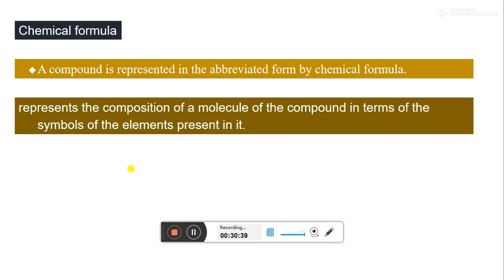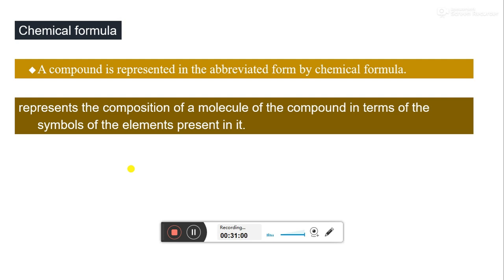Why is it important? Because it is very important to know the chemical formula and how to make the chemical formula. You can only make the chemical formula once you remember the valency, or the charges of that species, right? Whether it is positive or negative, and how much positive or how much negative.